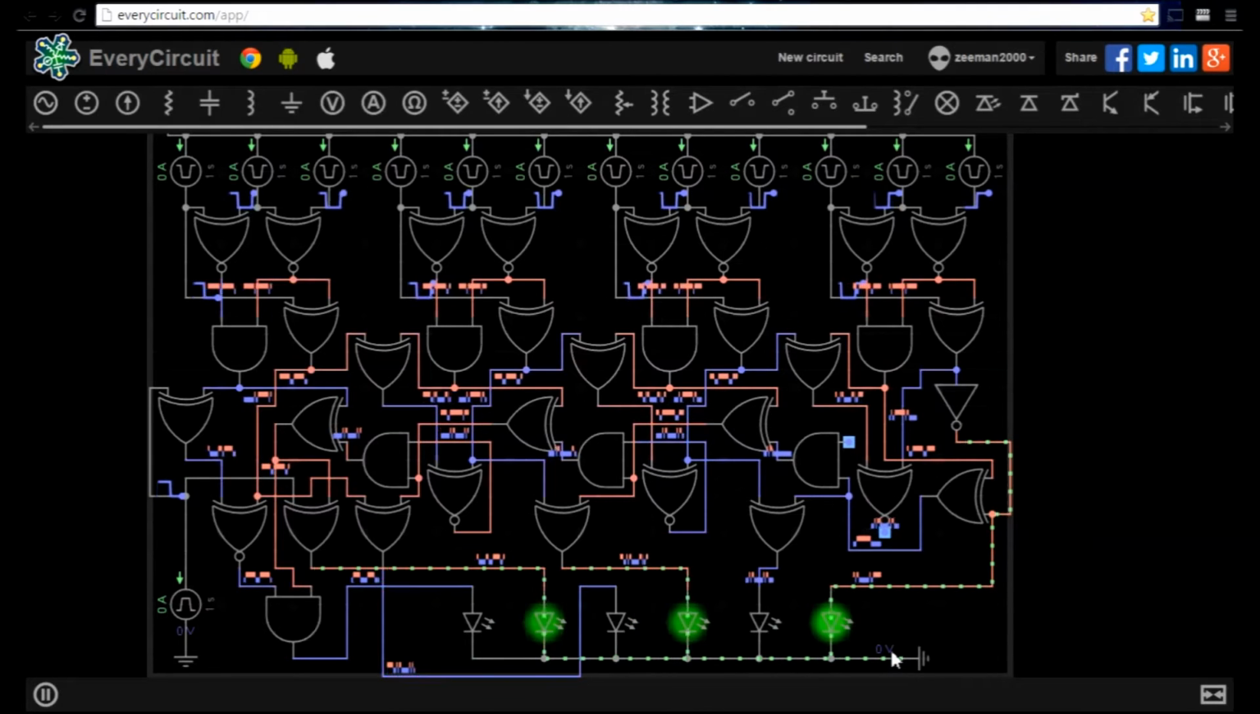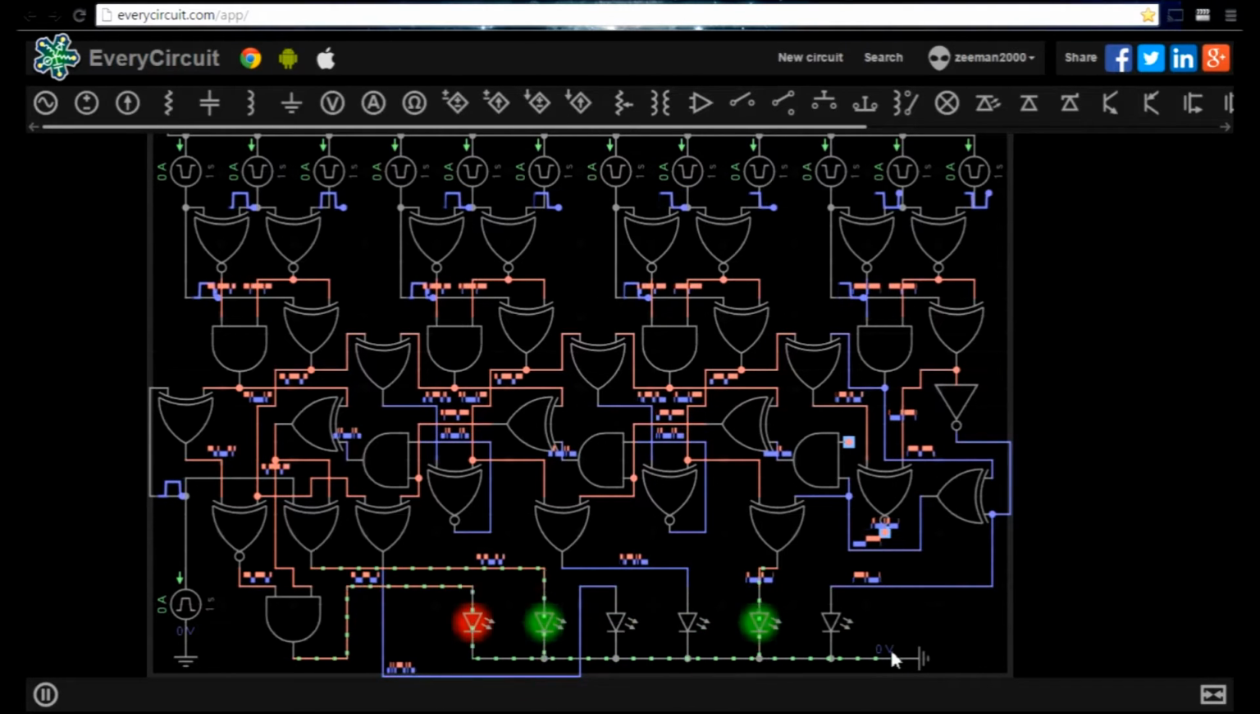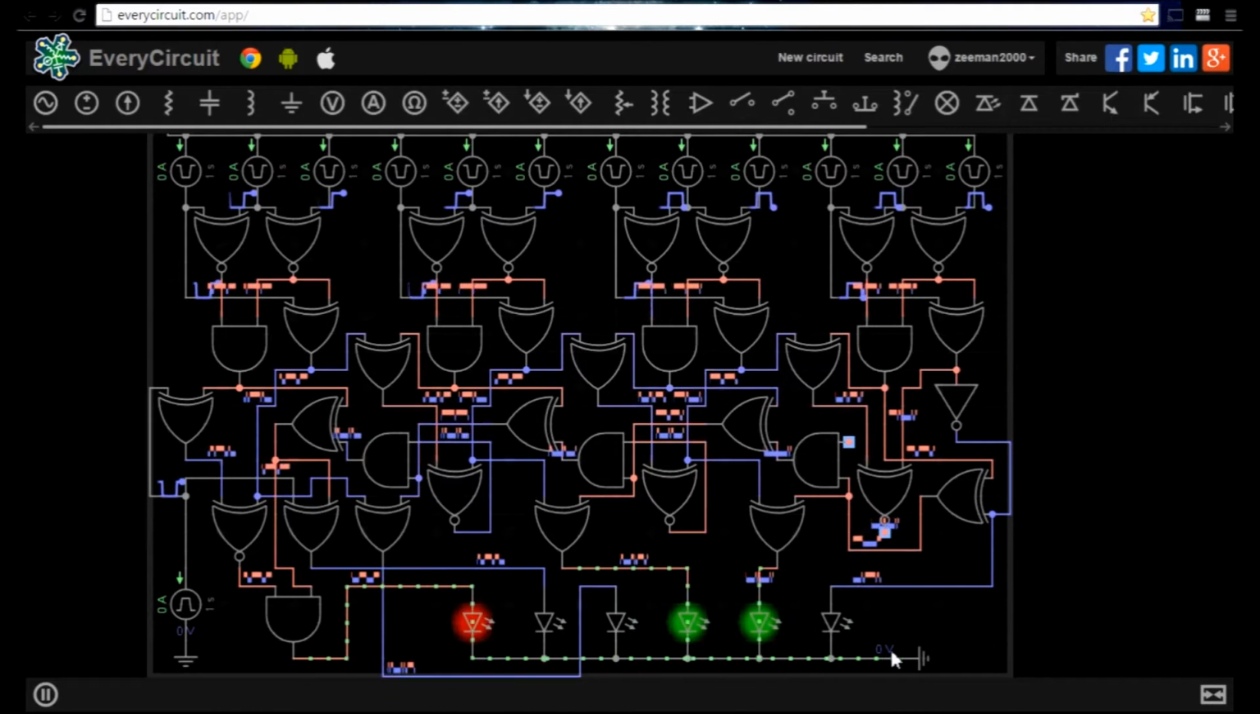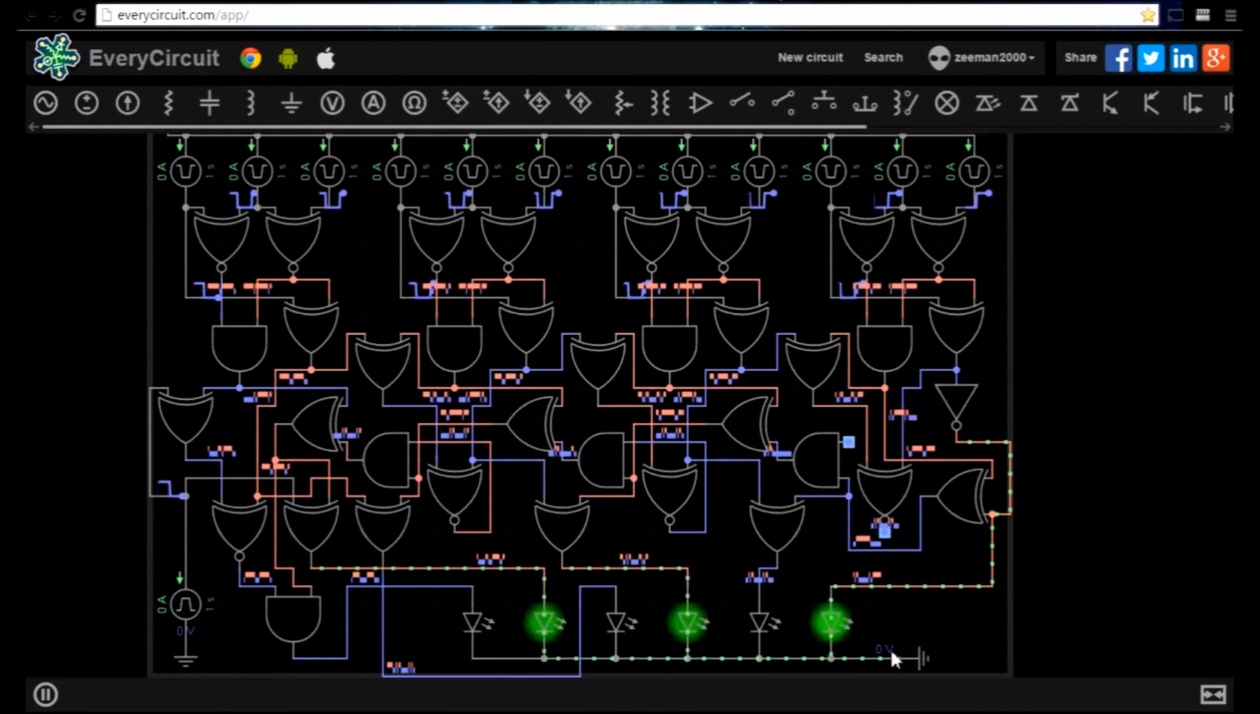Hello everyone and welcome to the 10th electronics tutorial. In this tutorial we will look at how we can build a circuit to divide voltage and current.